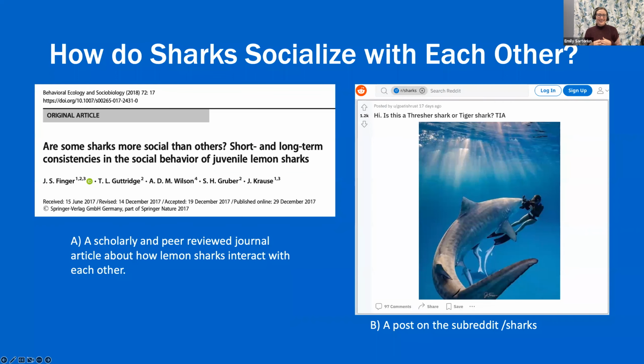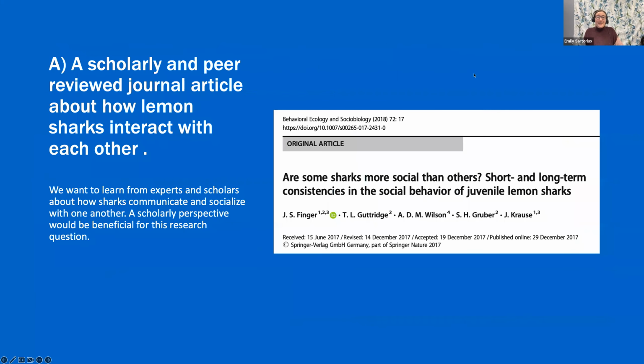All right, let's share the results. So majority of us said a scholarly and peer-reviewed journal article about how lemon sharks interact with each other would be the right answer, or would be a more relevant resource. And if you guessed A, you were correct. Great job. We want to learn from experts and scholars about how sharks communicate and socialize with one another. And so in this instance, a scholarly perspective would be more relevant or beneficial to our research question.